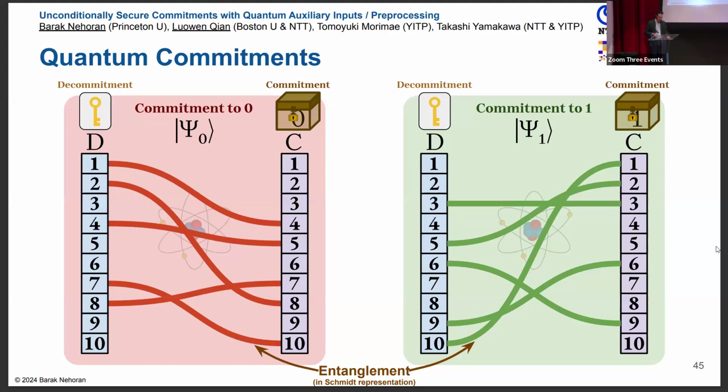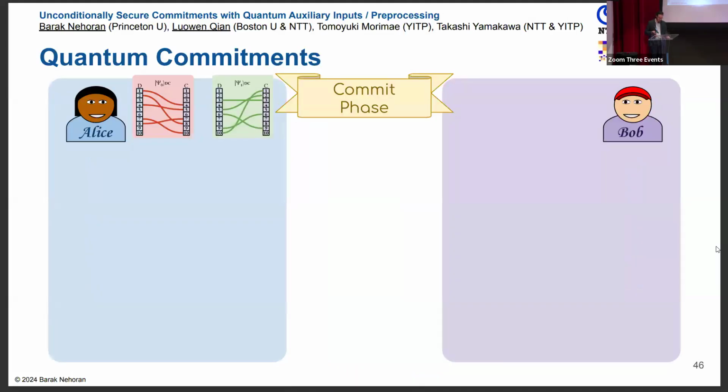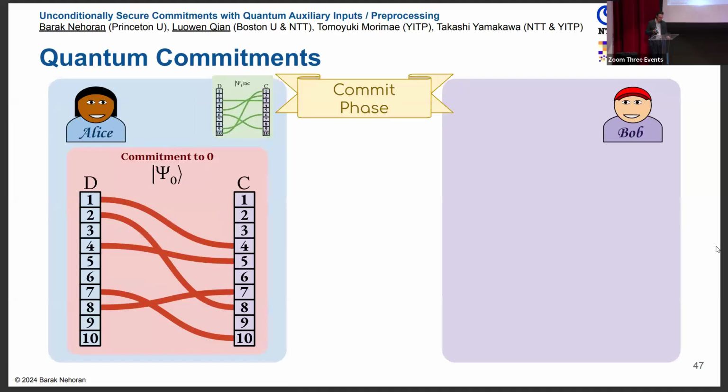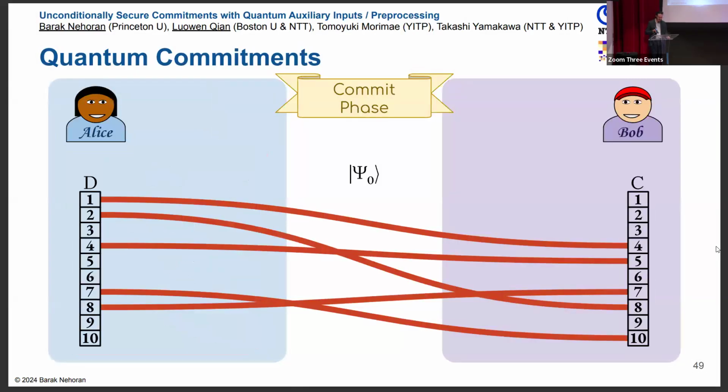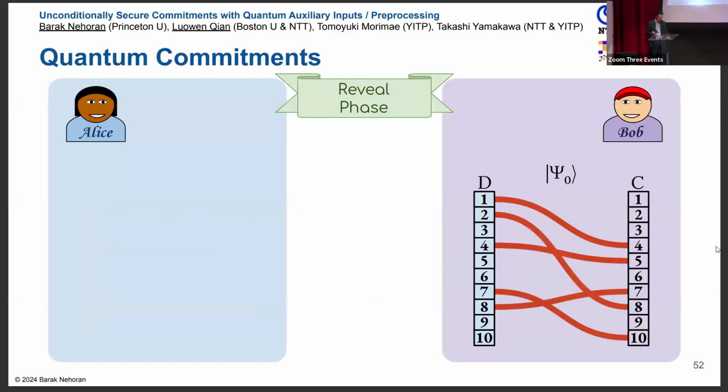So now say that Alice wants to commit the bit 0. So she chooses the first state, and she sends the C register to Bob. And that's called the commit phase. And then later on, when she wants to reveal her commitment, she sends the D register to Bob, at which point he can see what was committed to, and he can verify that it's valid.